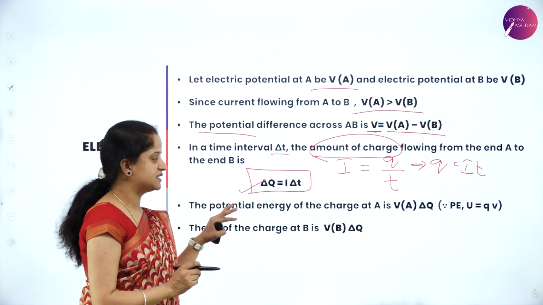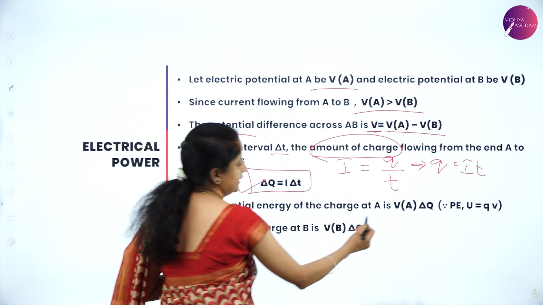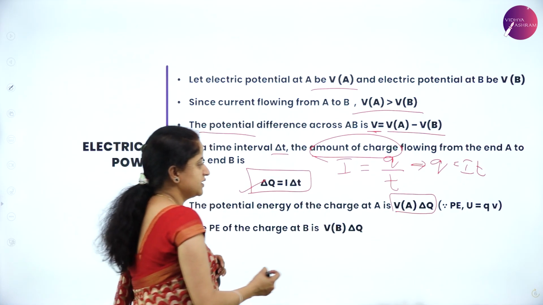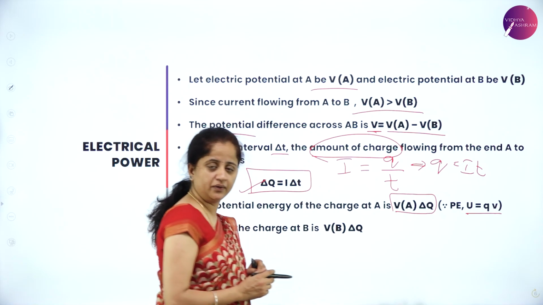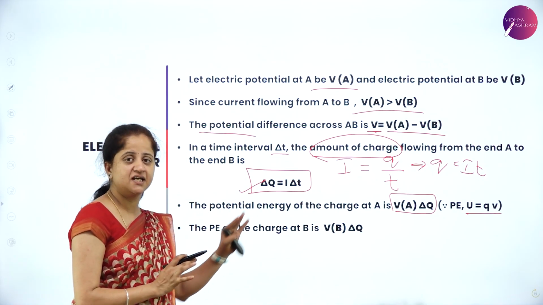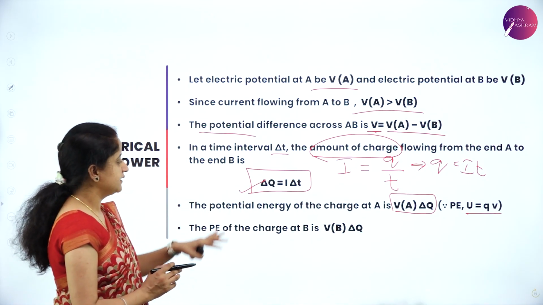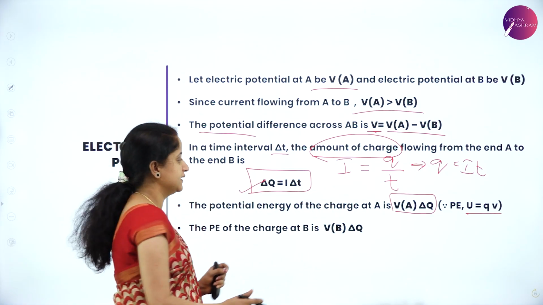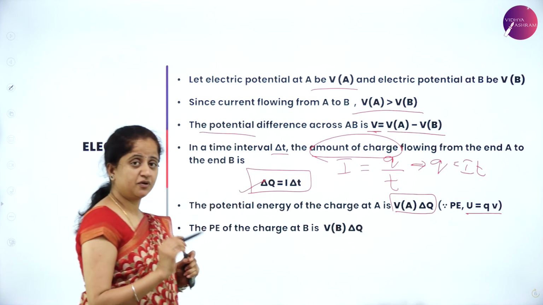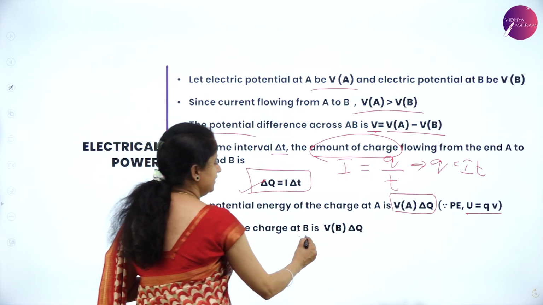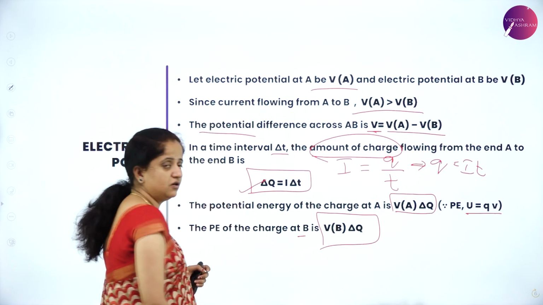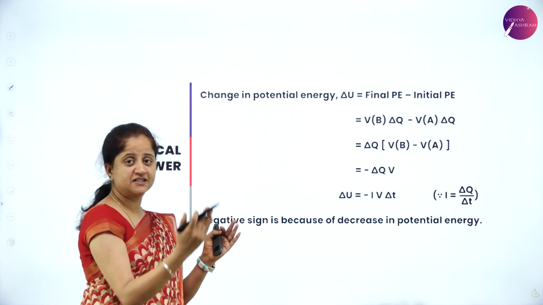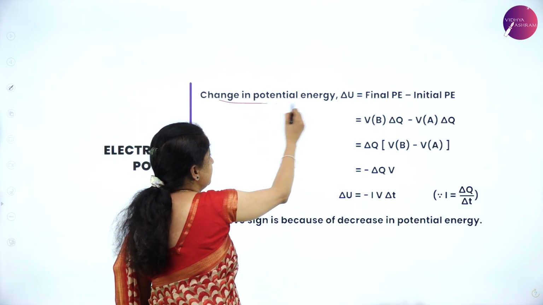Now the potential energy of charge at A is V of A into delta Q. Why is it V of A into delta Q? Because we know the expression for potential energy is U is equal to Q into V. Here Q is delta Q and V is the potential at one particular end, that is V of A. Similarly, the potential energy at the other end, that is B, is given by V of B into delta Q. Now we know the potential energy at A and at B. Let us now find the change in potential energy.